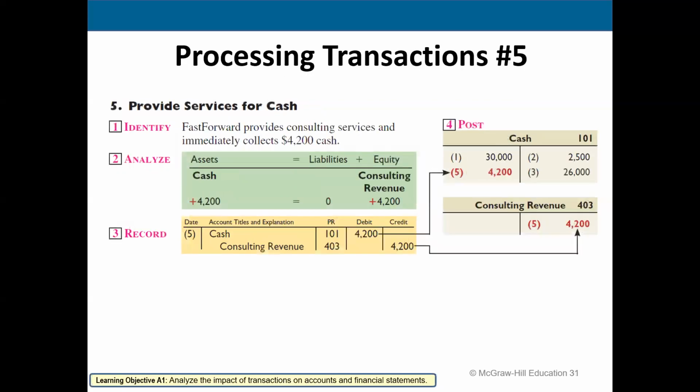All right, we provide services for cash. So our cash is going up and our revenue is going up. So cash is an asset, increases with a debit, and revenue is an equity account, so it increases with a credit. So I'll go ahead and debit cash $4,200. I'll credit consulting revenue $4,200, and then post those amounts over the debit and the credit to our T account.